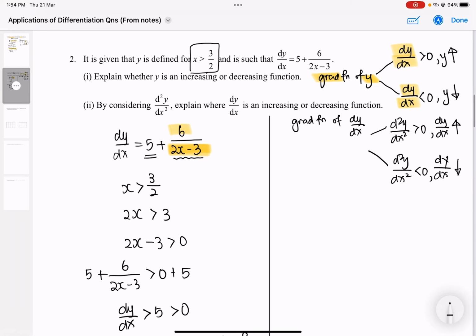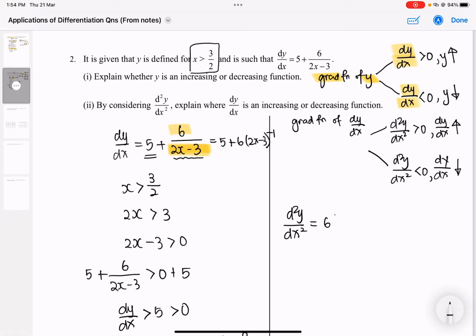So for this part, we first need to differentiate our dy dx to get the second derivative. Let us differentiate 5. Differentiating 5 will give you 0. The next term in my dy dx is 6 over 2x minus 3. Now 6 is just a constant, so I do not need quotient rule for this question. So all I have to do is to rewrite this term as 6 times (2x minus 3) to the power negative 1. Now I can differentiate this term.